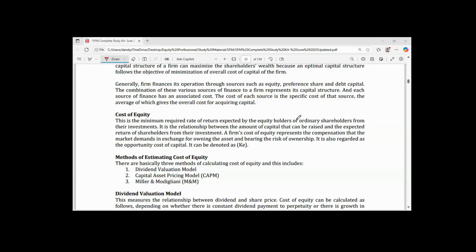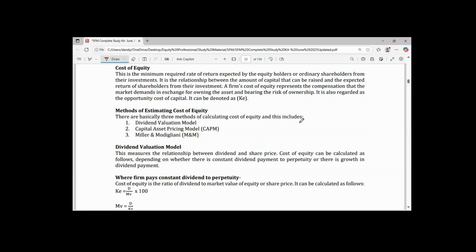Thank you. So we now begin to discuss each component one after the other. We started with cost of equity. And I told you that cost of equity is the minimum required rate of return expected by the ordinary shareholders from their investment in a company. All right. And I showed you the methods of calculating cost of equity. There are three major methods. One is the dividend valuation model. Two is the capital asset pricing model. Then three, Miller and Modigliani.